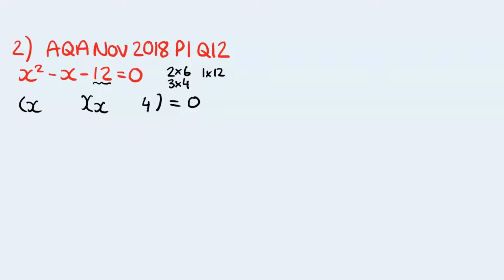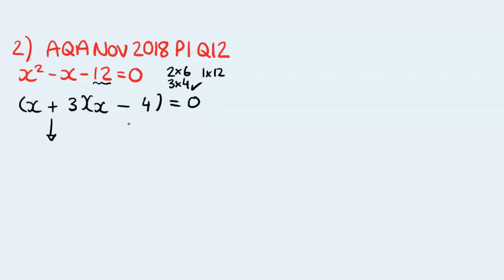So we're going to pick this pair, 3 and 4. You just need to make sure that the sign convention is right, so you just multiply it out in your head. x times, I can do minus 4x, and then I can do positive 3. Okay, so that's how you factorize it. That's the steps to follow.